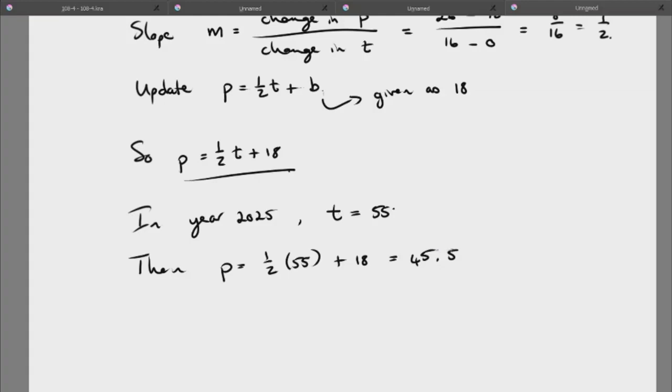So that means we write a little concluding sentence. In 2025, the function predicts 45.5 million people.